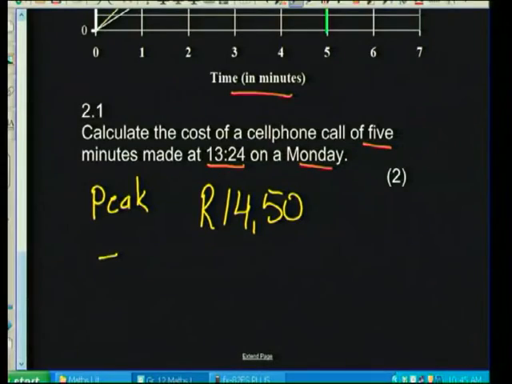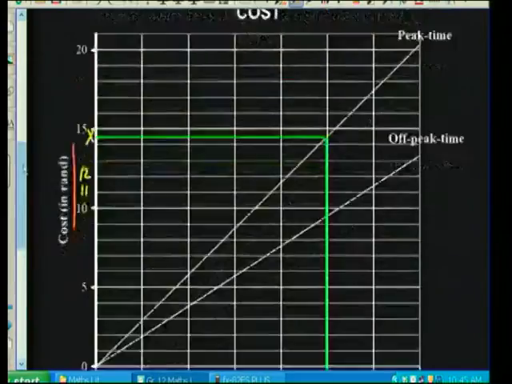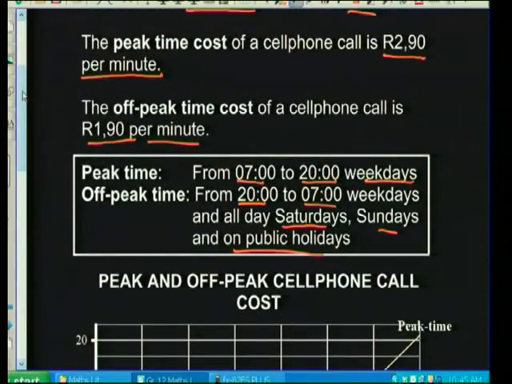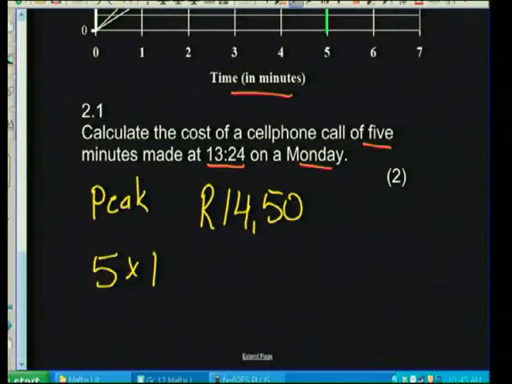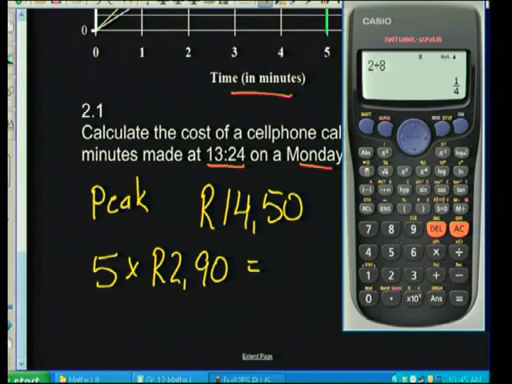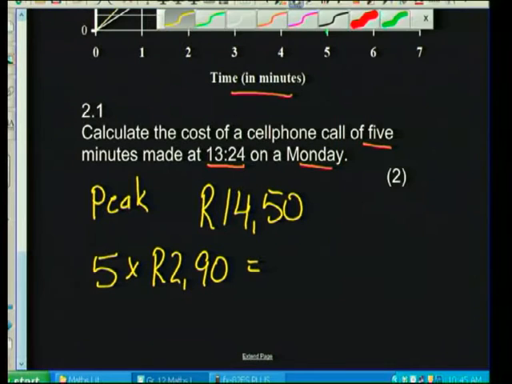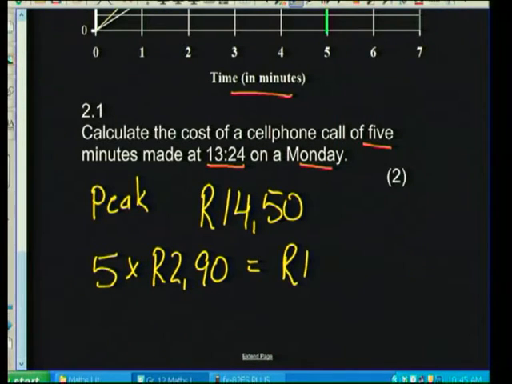Alternatively, we could have said, well, okay, we've actually been given the formulas. And we could have said, well, in fact, we've taken 5 minutes. And we know our cost per minute was 2.90. And we can get that answer with a calculator. So we got 5 times 2.90. And we get an answer of 14.50. So either way is fine. So you can see that either way we get the same answer of 14.50.